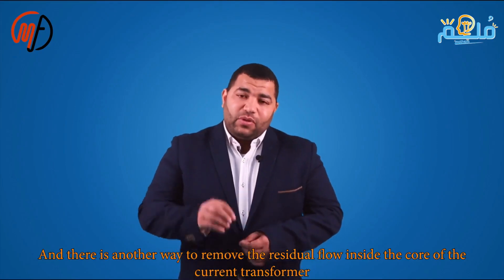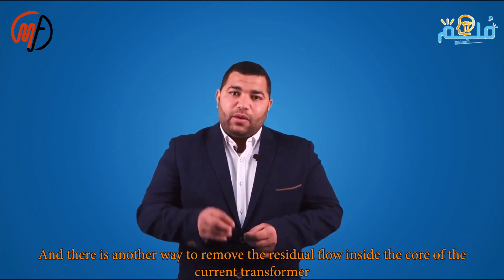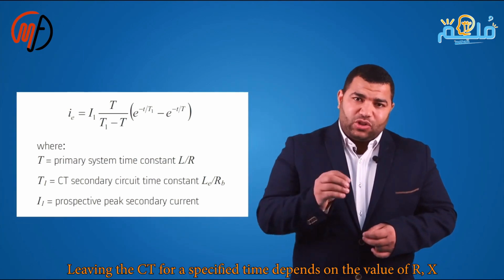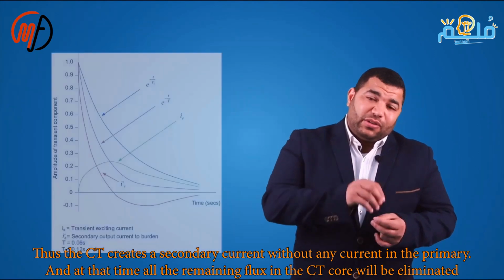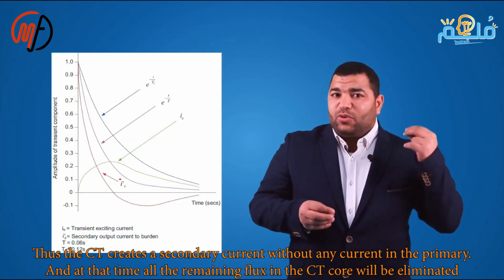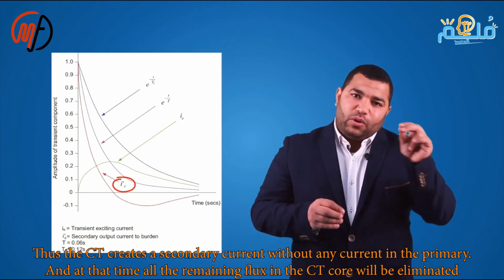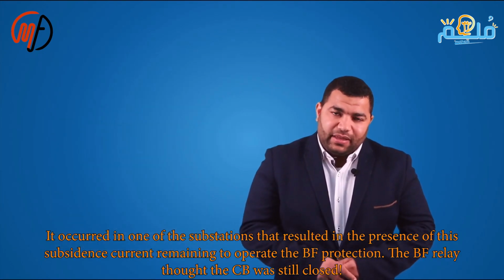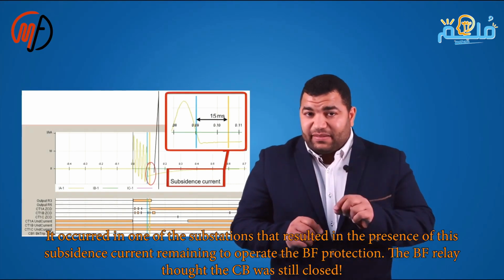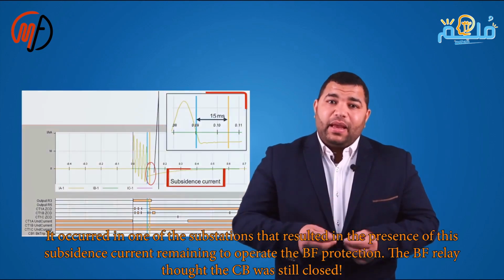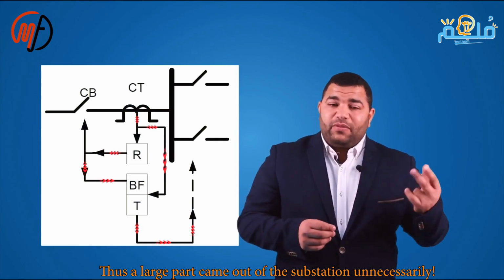To solve the problem of residual flux in the core, leave it for a period. Based on the circuit value, the CT then generates a ghost current in the secondary, eliminating the remaining flux until normalcy returns. In one station, this ghost current, caused by residual flux despite interrupted primary current, led to unnecessary breaker tripping and station downtime. To prevent this, a special CT type, TPZ, is used. It cannot retain residual flux, making its remnant negligible, thus preventing breaker failure.